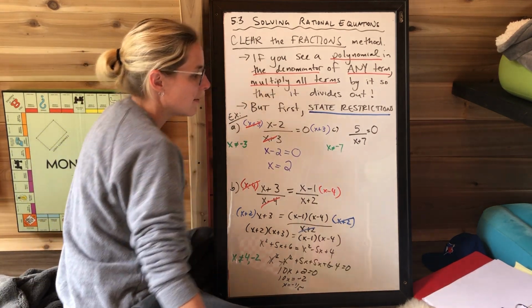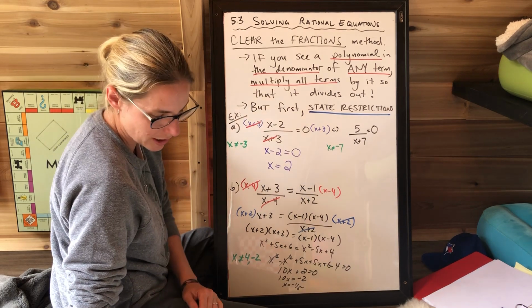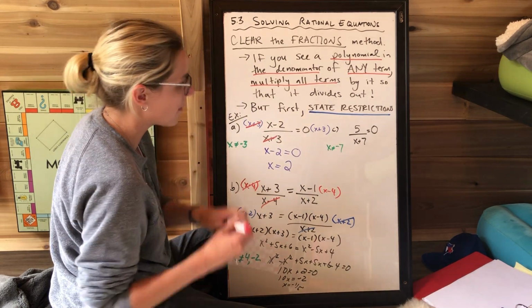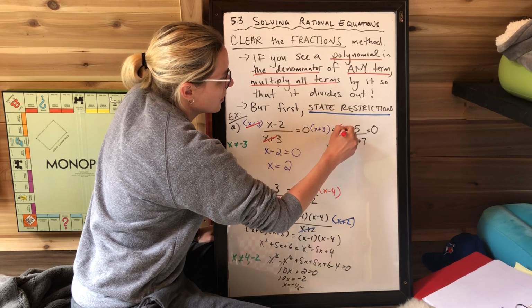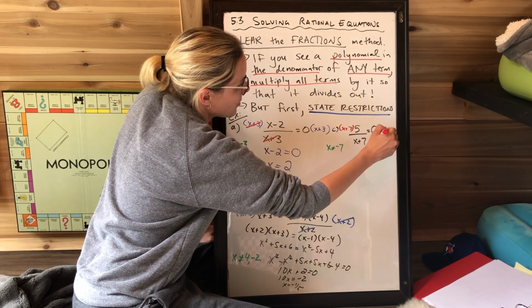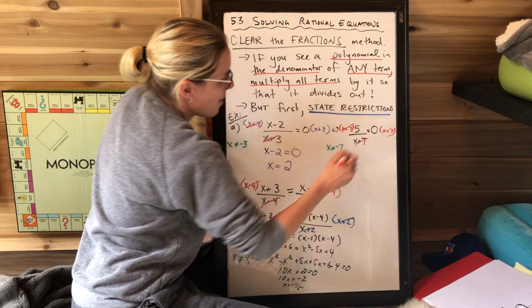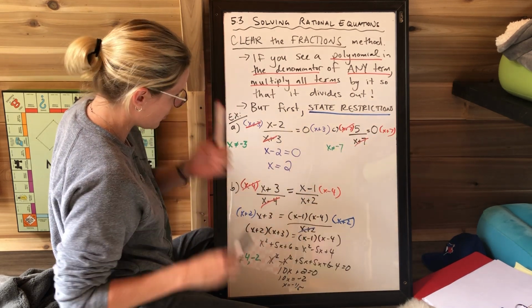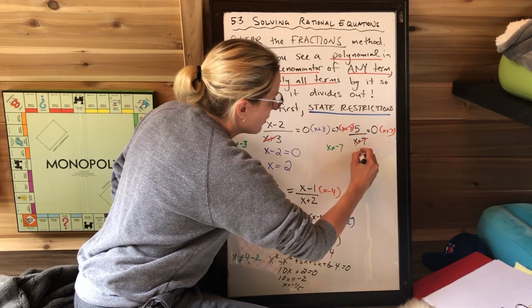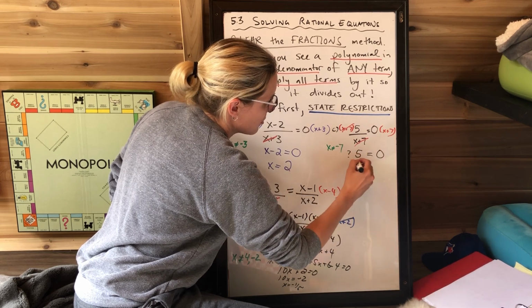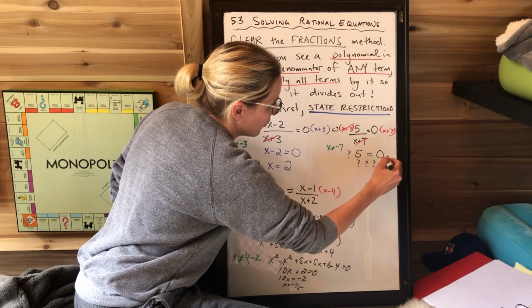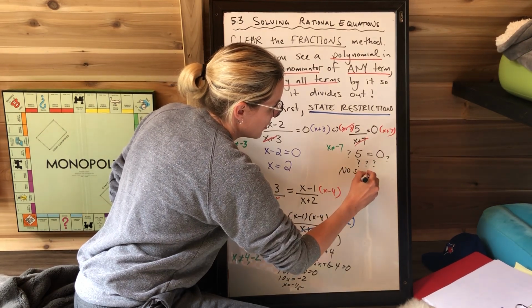Okay, in C, we've already made our restriction here and everything looks like it's going to be an easy question. Follow the same rules to get rid of an x plus 7. We're going to multiply both sides by x plus 7. This goes away. And then when everything comes down to it, you say, well, 5 equals, well, what's 0 times anything? 0. This is a contradiction. No solution.